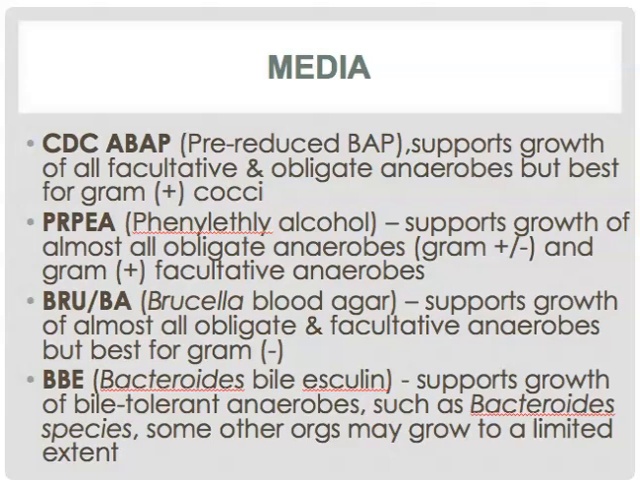Your anaerobic broth, so that would be your thio, but it's an anaerobic thio or chopped meat. These broths support growth of all types of bacteria, so your obligate aerobes and microaerophiles near the top, obligate anaerobes at the bottom, and facultative anaerobes throughout. So just like the picture that we viewed a couple slides ago.